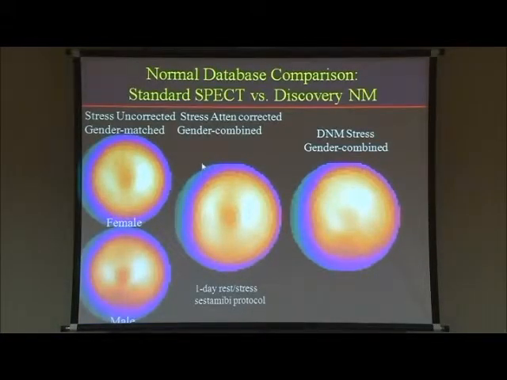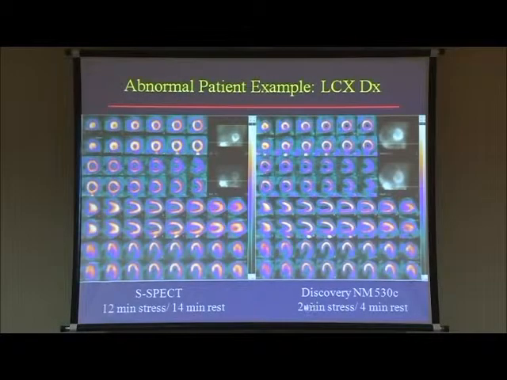Now, this is just to show you the normal database that we're using. This is with conventional SPECT cameras, female and male with sestamibi. This is with attenuation corrected, and this is with the Alcyon technology, gender combined without attenuation correction. So in fact, you can see much more homogeneous uptake. Again, making it easier to make the interpretation.